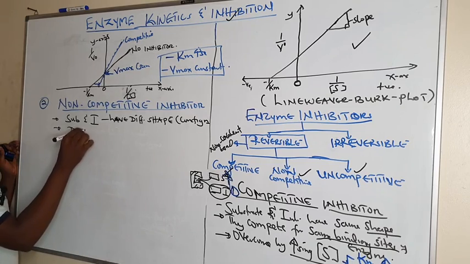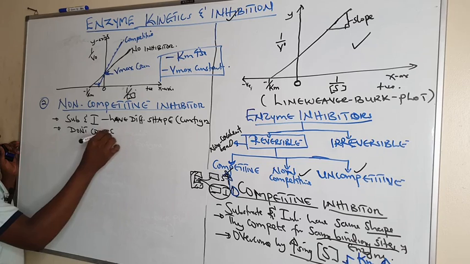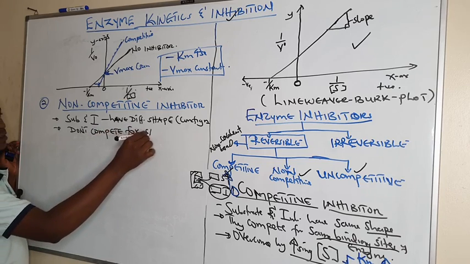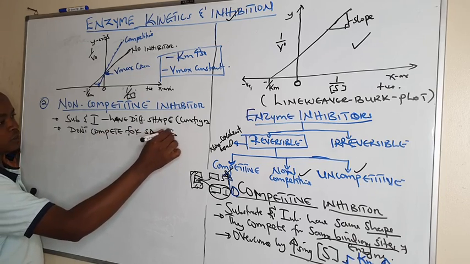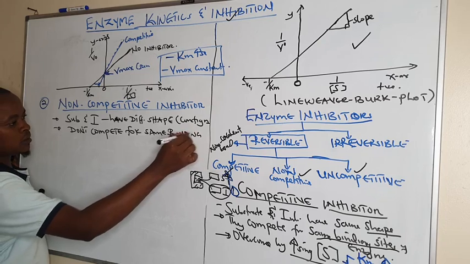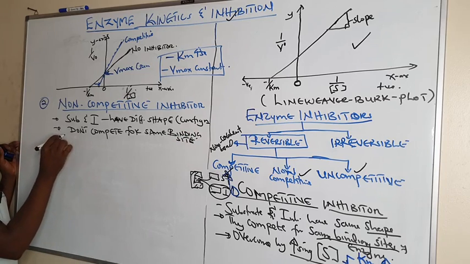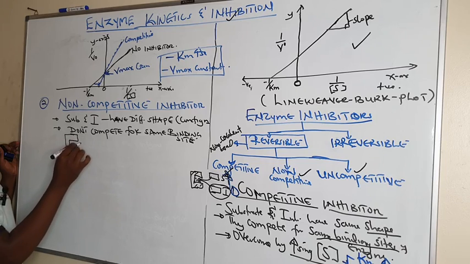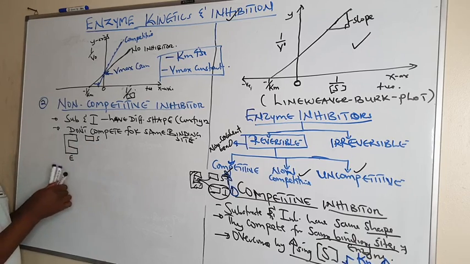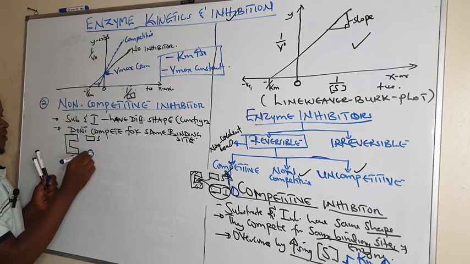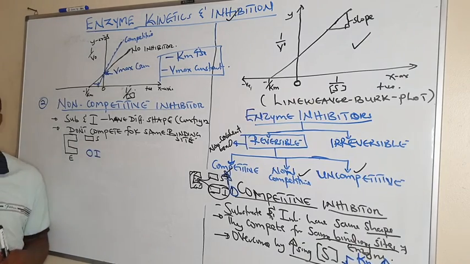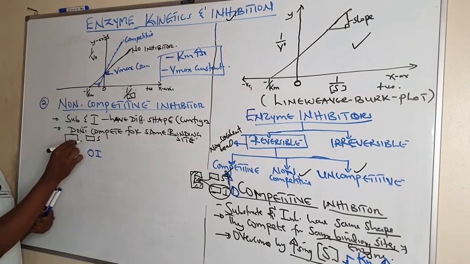for the same binding site. They do not compete for the same binding site. So in illustration, if I have my enzyme here, this is the enzyme, then I have the substrate. This is the substrate. The inhibitor has a different shape, and because they have different shape, they cannot compete for the same site. There is no competition. So what happens, they can leave the substrate to bind.